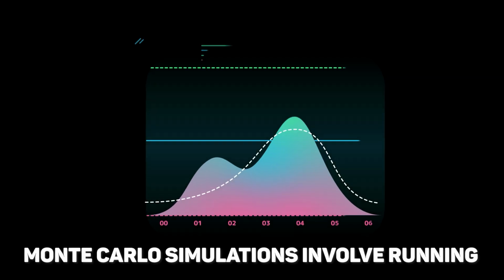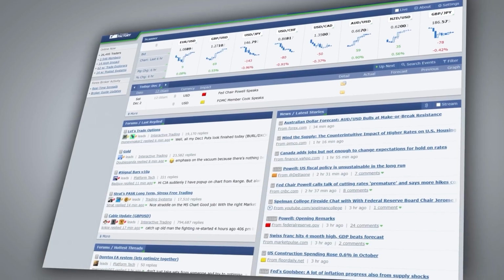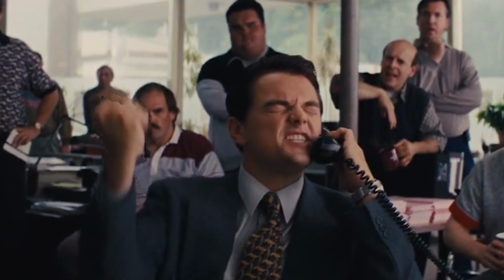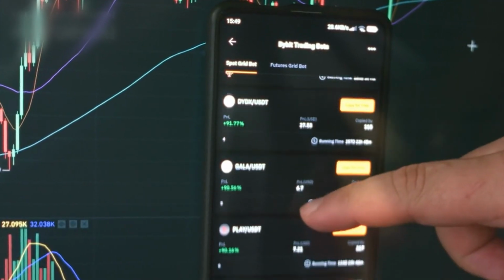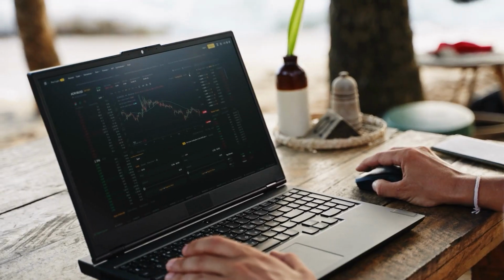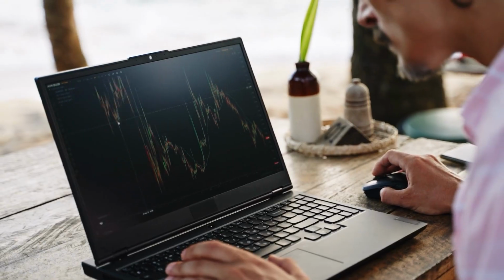2. Monte Carlo simulation. Monte Carlo simulations involve running thousands of random scenarios to predict a range of potential outcomes and their associated risks. It provides traders with a probability distribution of returns and is excellent for identifying risks under various conditions. 3. GARCH models.